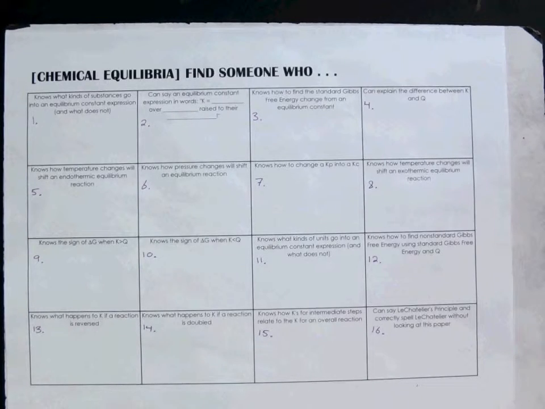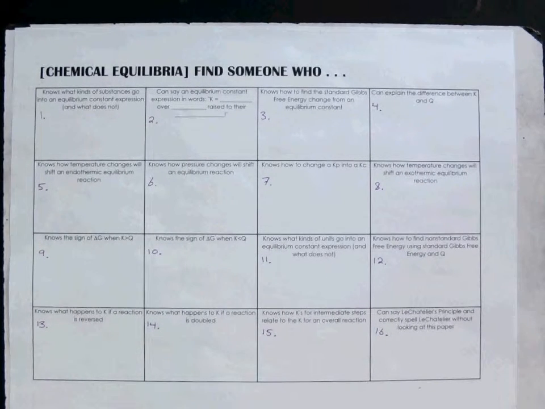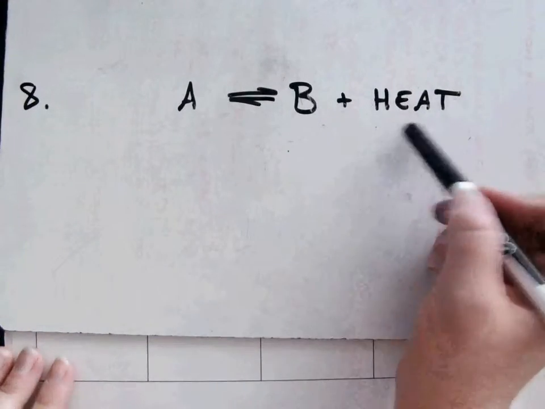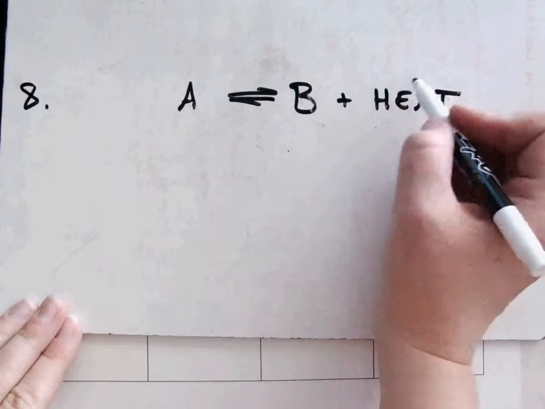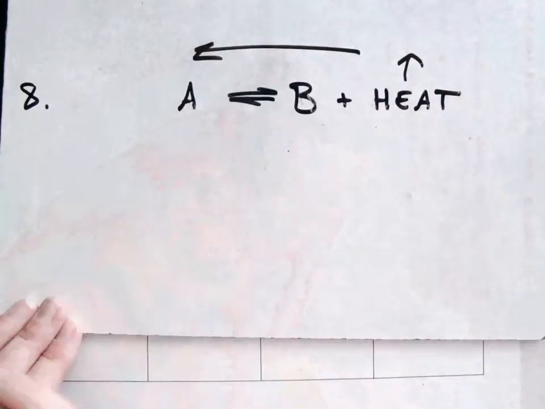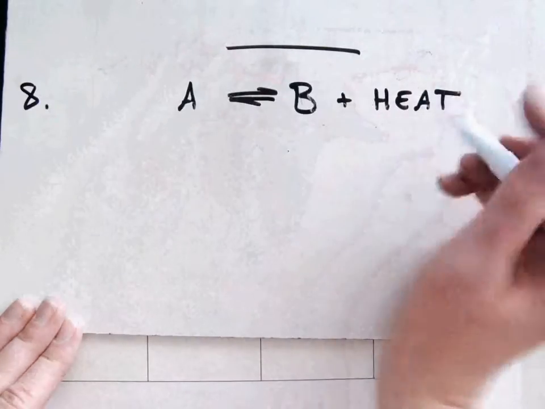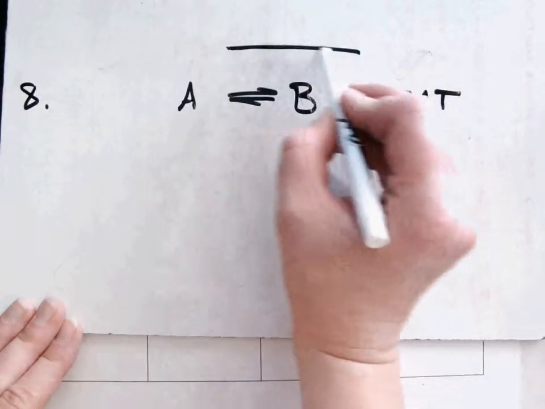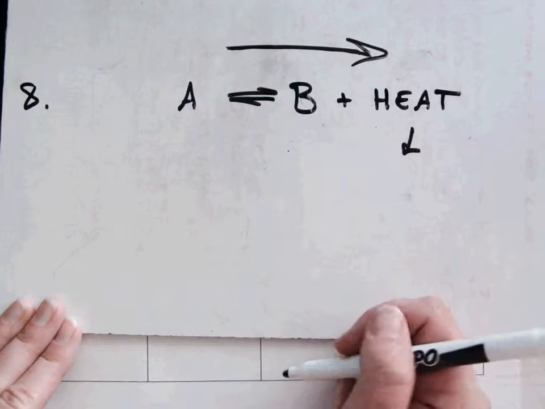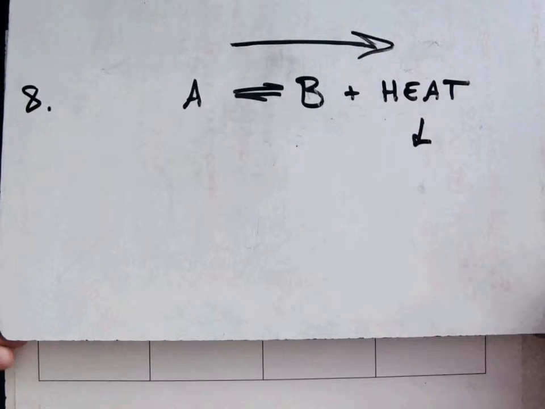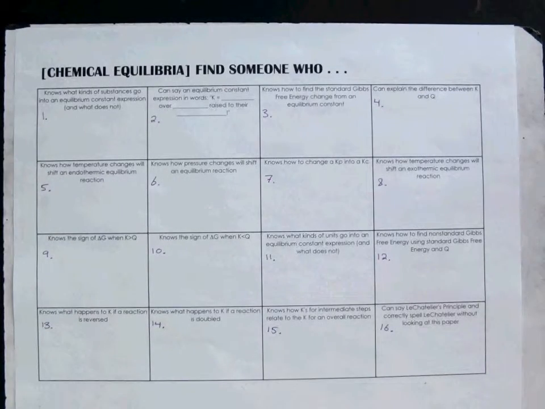Number 8 says, who knows how temperature changes affect an exothermic equilibrium? Exothermic, heat's coming out, so treat the heat just like any other product. So we're back to this idea, but now heat's on the right. So if I increase the temperature, it will shift left to use up that excess product. And if I decrease the temperature, it will shift right as if to make more of that product. Treat the heat like any other product if it's exothermic.